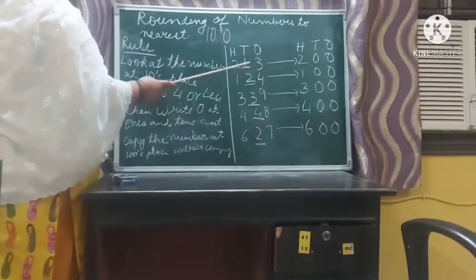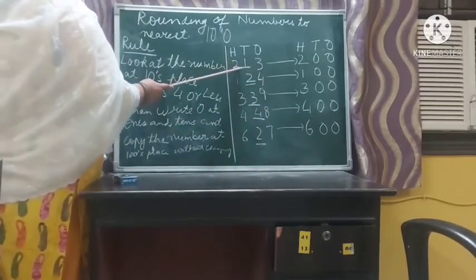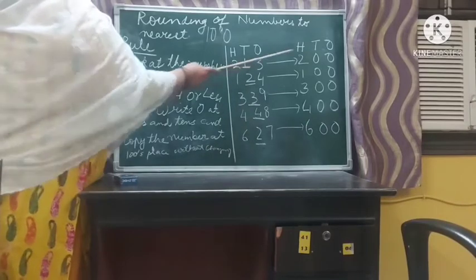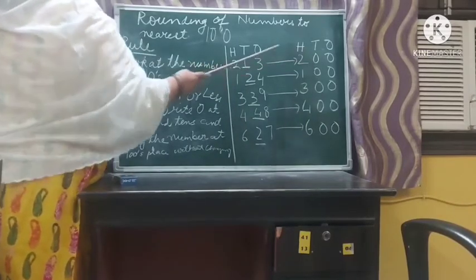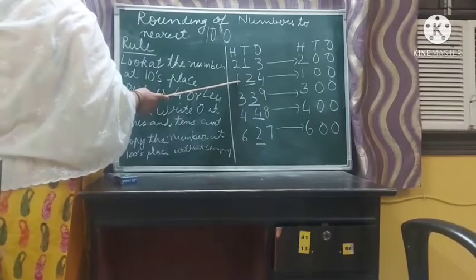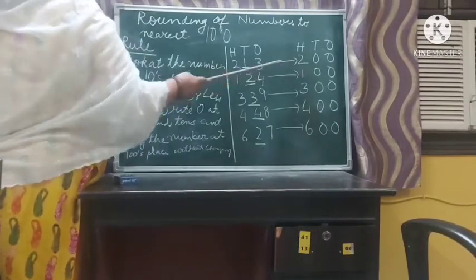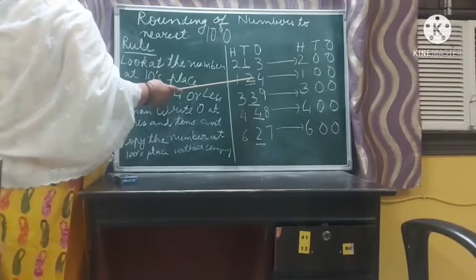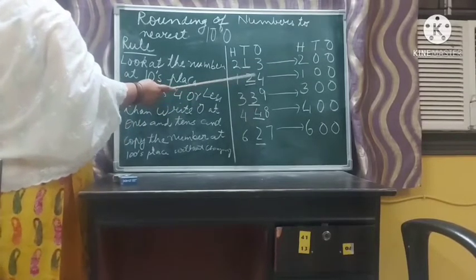So again let us see what we have done. 213 rounded off to the nearest 100 will become 200 because the tens digit is less than 4. 124 when rounded off to the nearest 100 will become 100 because the number at the tens place is less than 4.